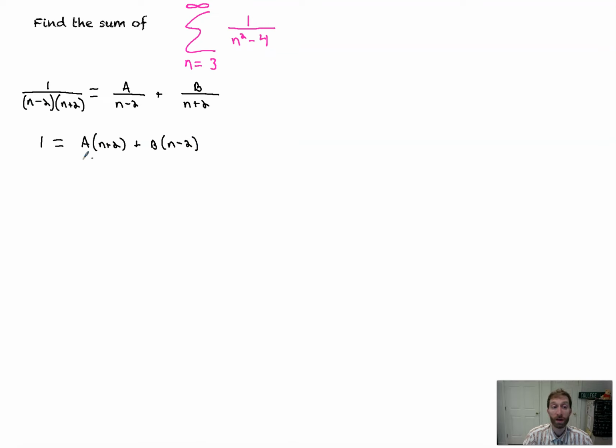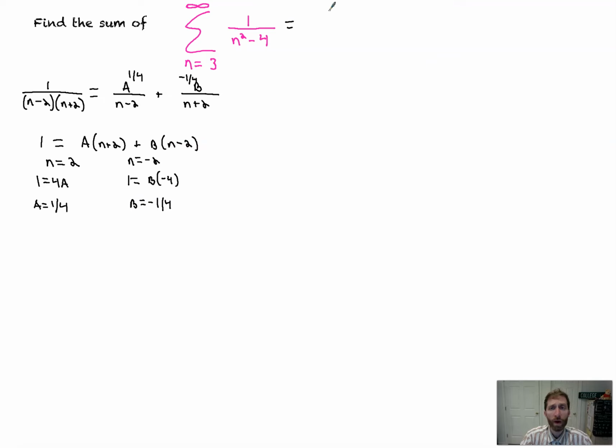And now what we're going to do is let n equal to, let's just cancel out the b term, n equal to 2. We'll get 1 equals 4a. 2 plus 2 is 4. A is equal to 1/4. Nice. And then we'll do b, n equals negative 2. So we're going to get 1 equals b times negative 4, negative 2 minus 2. So b is equal to negative 1/4. So what does all this mean?